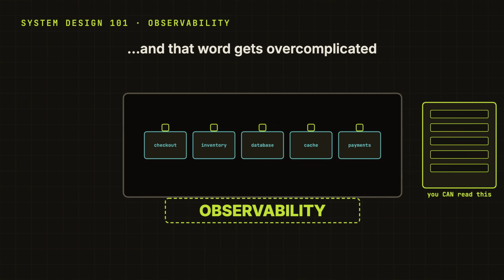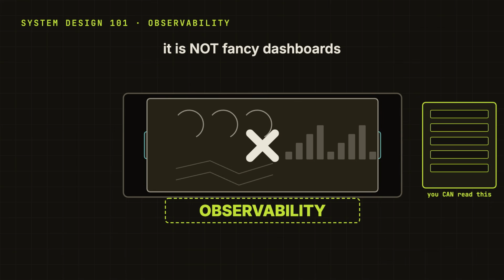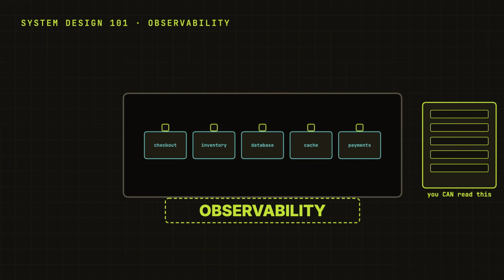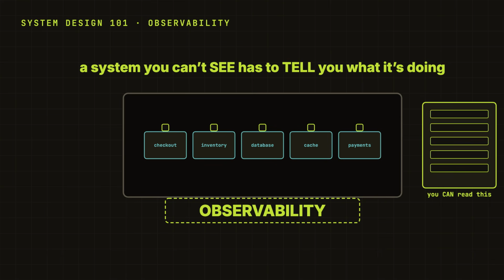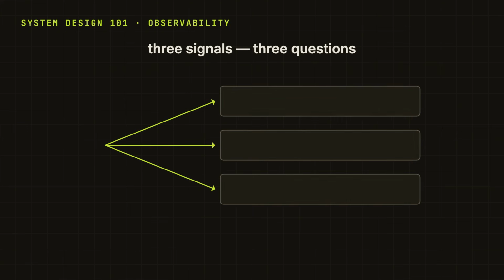And honestly, that word gets overcomplicated. At a high level, observability is not about staring at fancy dashboards. It is just this one idea. A system you cannot see has to tell you what it is doing. And it does that with three kinds of signals.